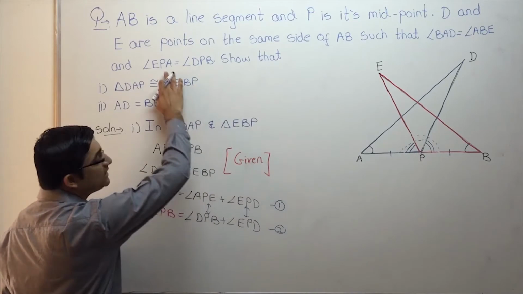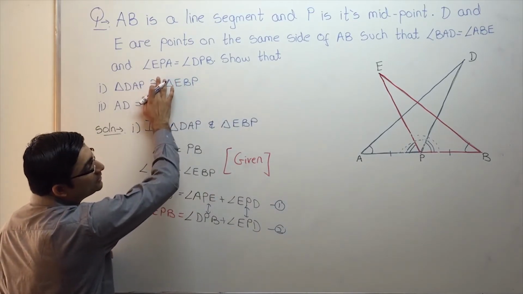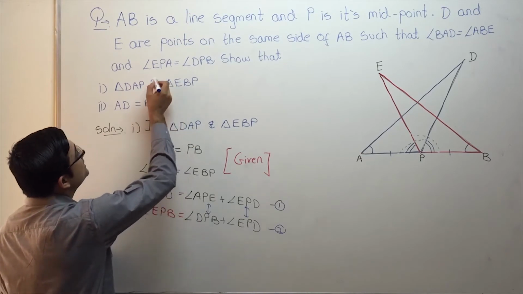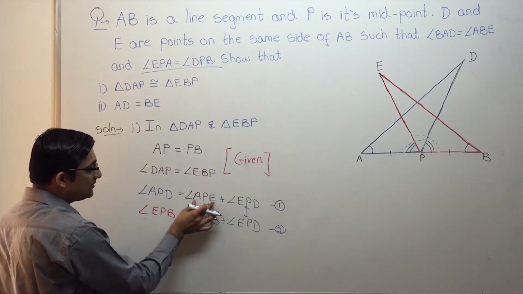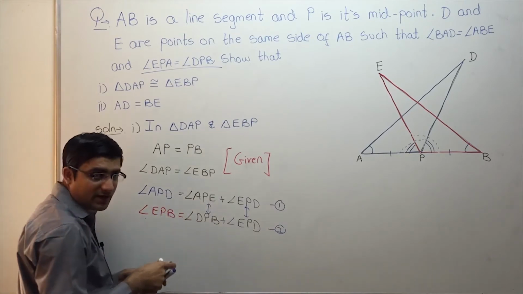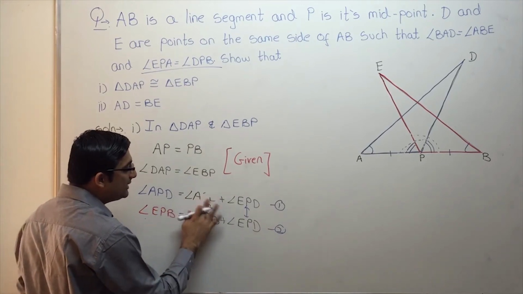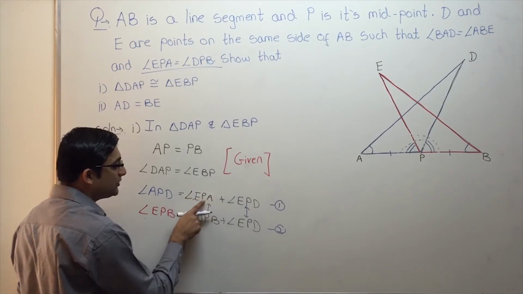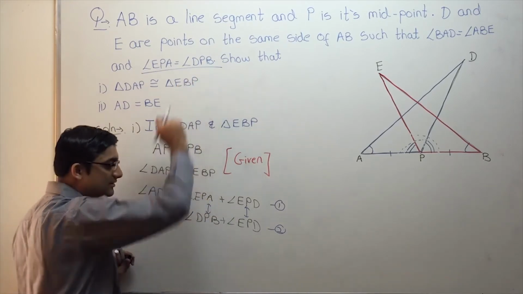It is also given to us. Angle EPA. So which is this angle? Angle EPA, that is APE or EPA, is the same thing, is equal to angle DPE. If you're getting confused, angle APE is the same thing as angle EPA. So EPA is equal to DPB. This is given to us.